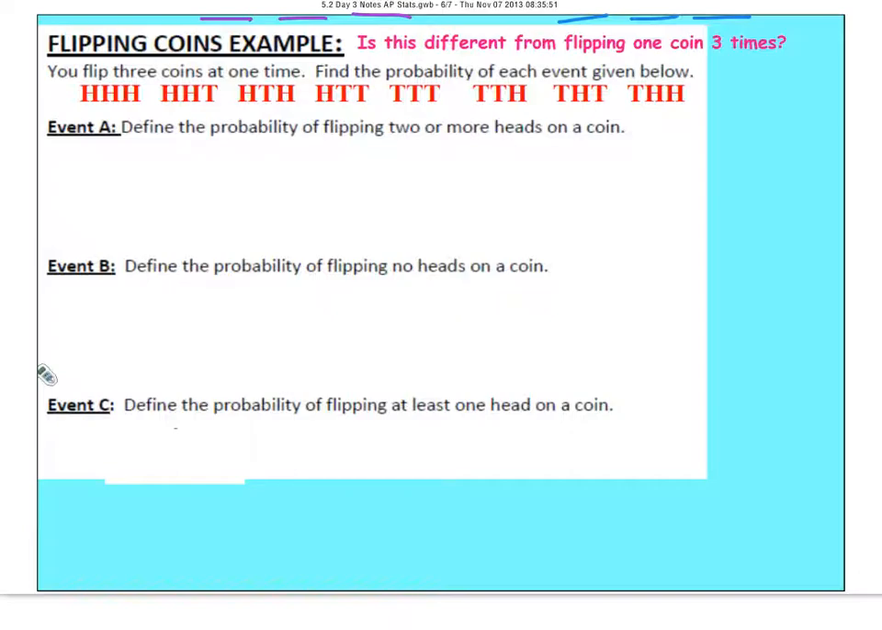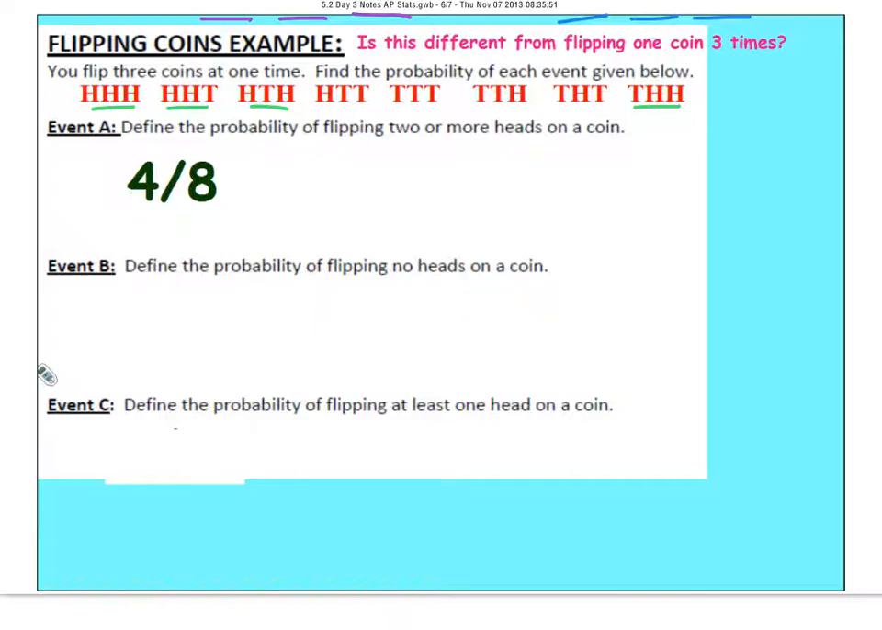They want us to do for event A is define the probability of flipping 2 or more heads on the coin. So all I have to do in that case is find all of the scenarios that have 2 or more heads. We've got that, this one here, and I think that's going to be it. If you count them, we're going to have 4 out of 8, or you could say 1/2.